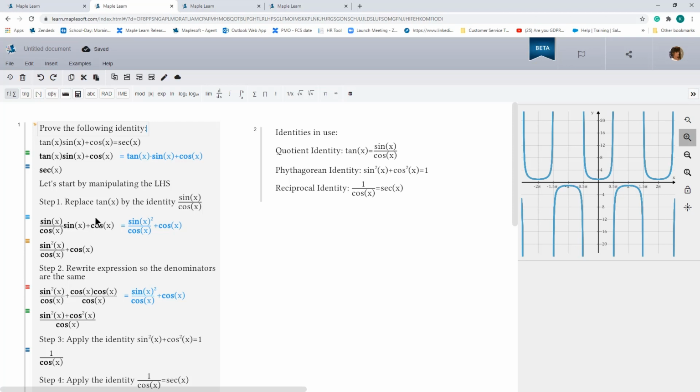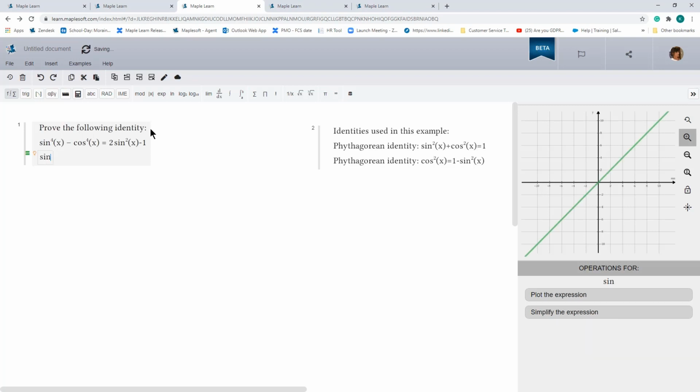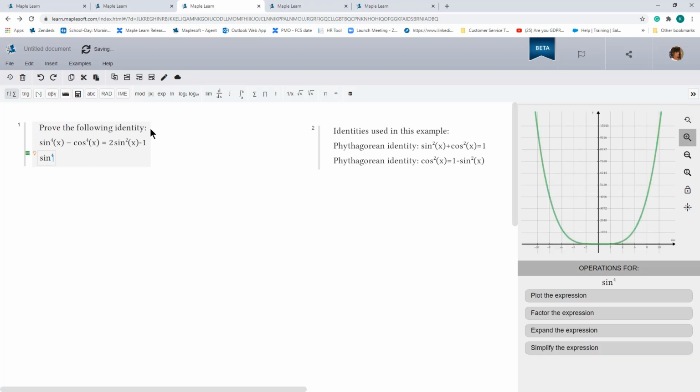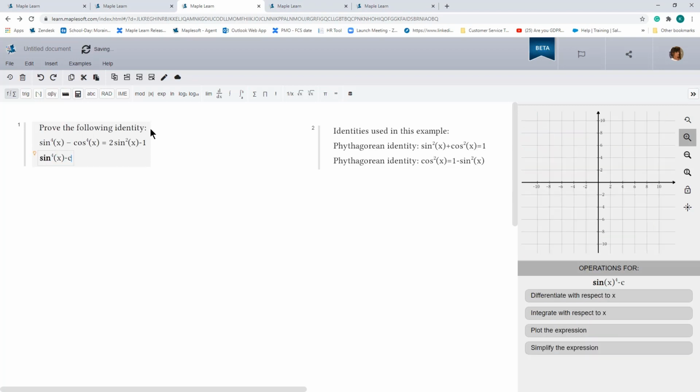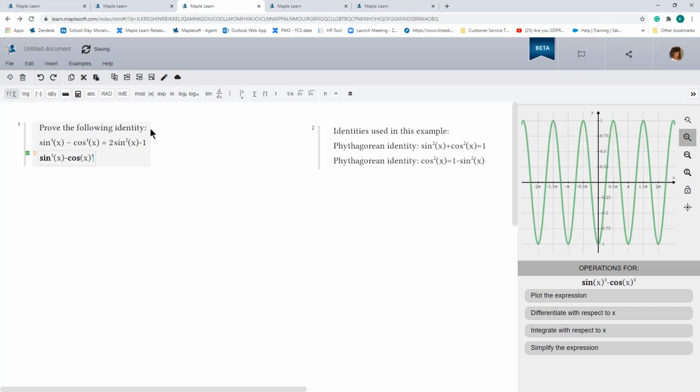In this next example, we want to prove that sine x to the power 4 minus cos x to the power 4 is equal to 2 sine squared x minus 1. Now, the first thing we want to do is actually verify that this is in fact true. So let's go ahead and plot this. We have sine x to the power 4 minus cos x to the power of 4. You can write them either way. So that's the plot.